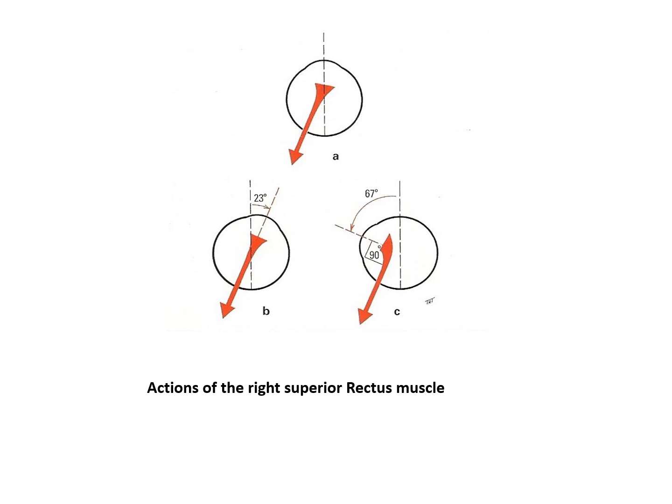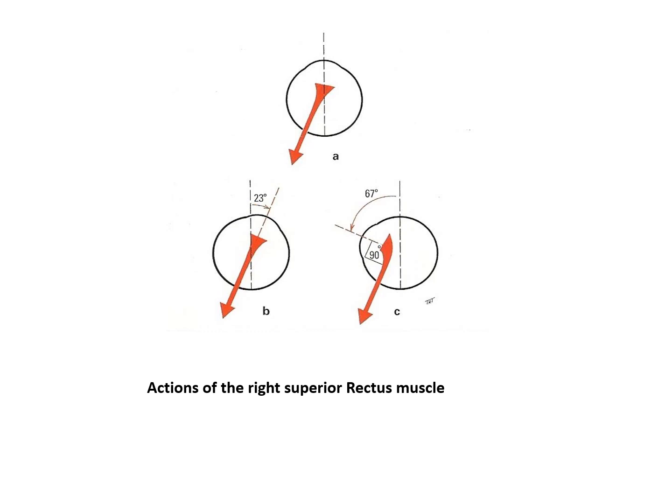In this slide you can appreciate the action of the right superior rectus muscle. In primary position, it causes the elevation of the eyeball along with subsidiary actions, of course, adduction and intorsion.